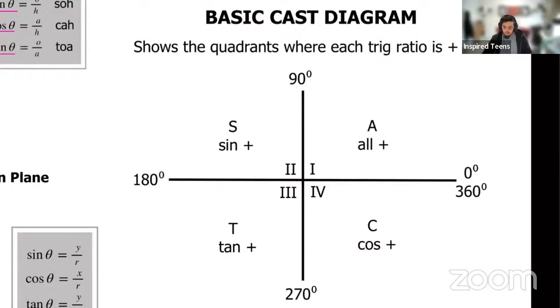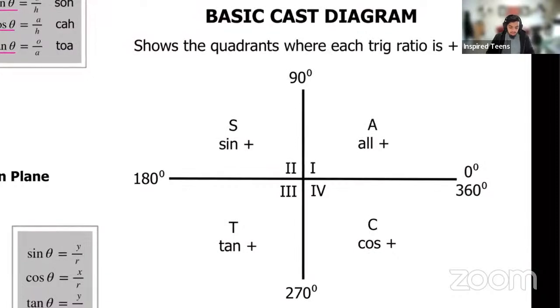Okay, so let's have a look at our basic CAST diagram. This little line tells us that it shows the quadrants where each trig ratio is positive. So we have a Cartesian plane essentially drawn up here, two sets of axes, a horizontal and a vertical axis.